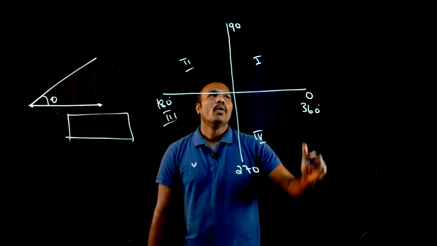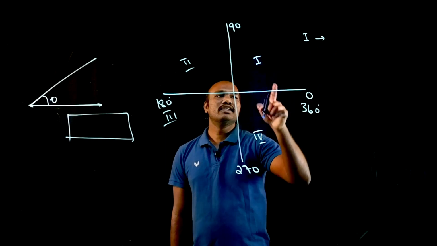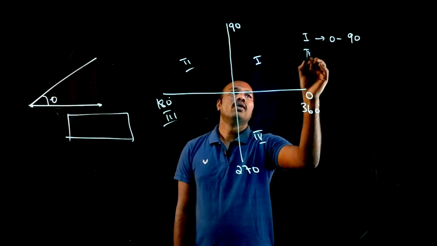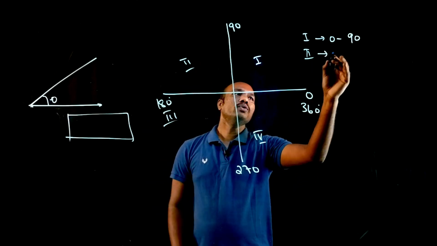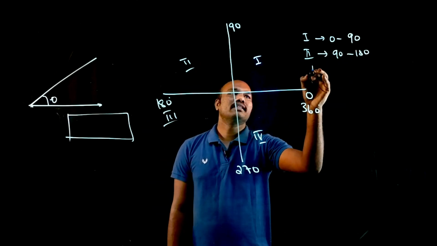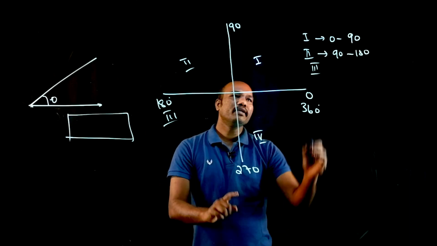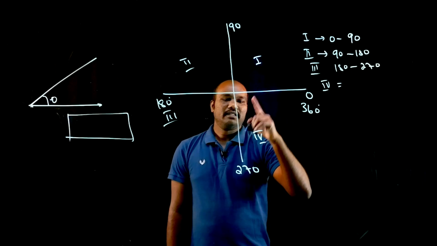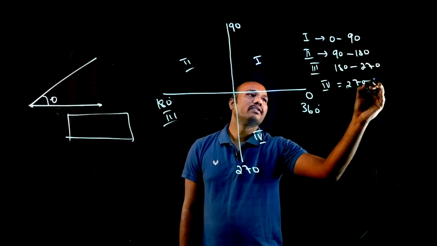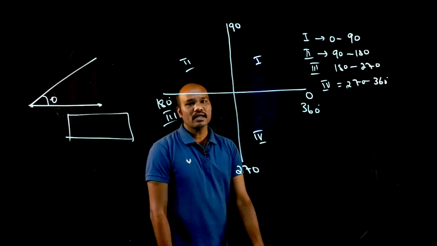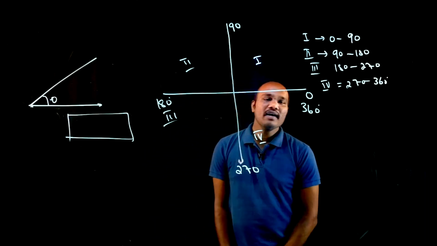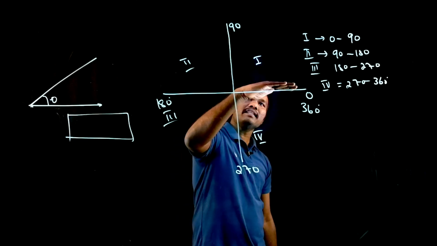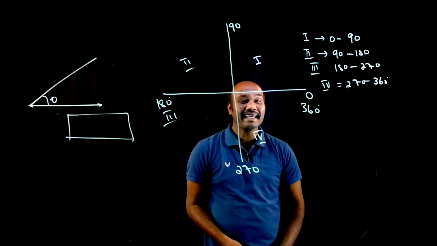Now can you tell me what is there in the first quadrant? 0 to 90 degrees. What is in the second quadrant? From 90 to 180 degrees. In the third quadrant, what do you see? 180 to 270. In the fourth quadrant? 270 to 360 degrees. These are the limits of the quadrants, isn't it? Yes. And everywhere, the increase of an angle is in the anti-clockwise direction.